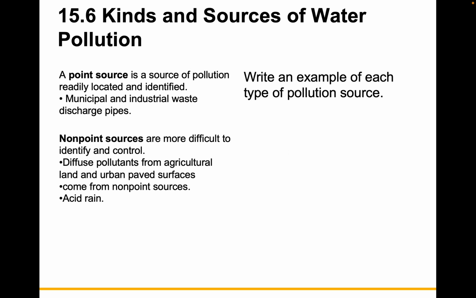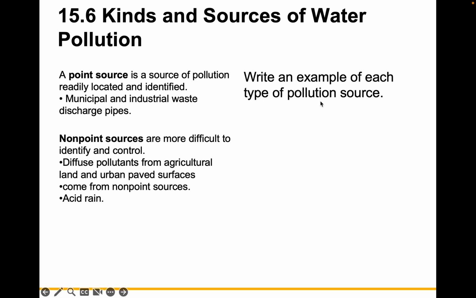Kinds and sources of water pollution. A point source is a source of pollution that can be located and identified, like a company or a city that was discharging waste from pipes right into a river, right? You can point to the pipe, you can follow the pipe back to the source, and you can know exactly where it's from. That's point source pollution. Non-point sources are more difficult to identify and control. They're diffuse pollutants from agricultural land and urban paved surfaces. They come from non-point sources. An example of this is acid rain.